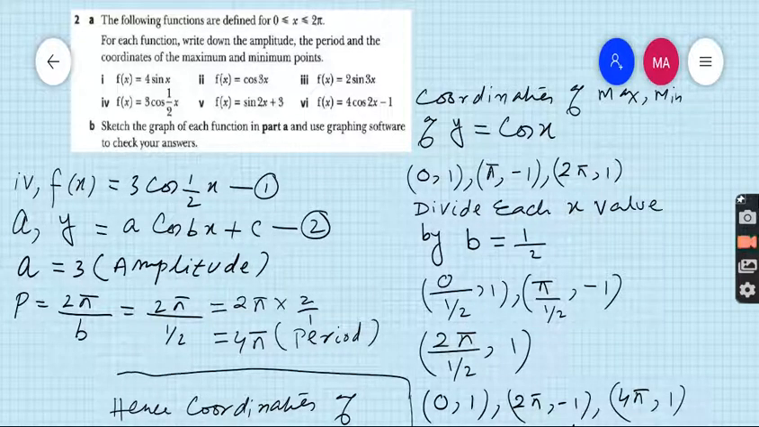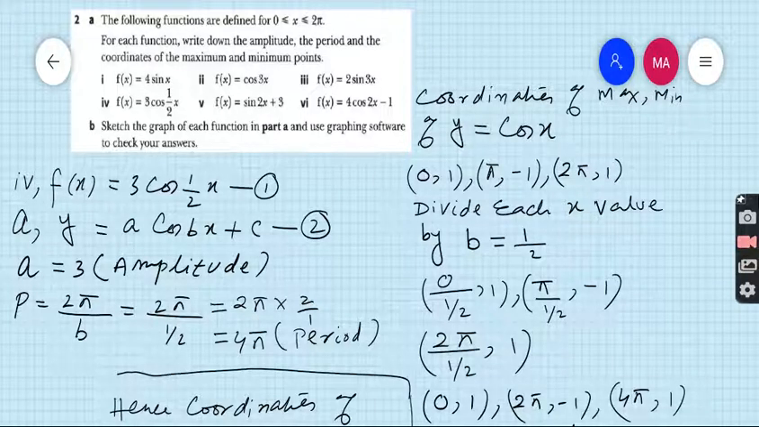Now compare both equation number 1 and equation number 2. You will have the value of a is 3. What is a? The coefficient of cos. And what is the coefficient of cos in equation number 1? It is 3. Therefore a is 3. And you know what a is? A is the amplitude. So the first requirement of the question has been fulfilled. The amplitude is 3.